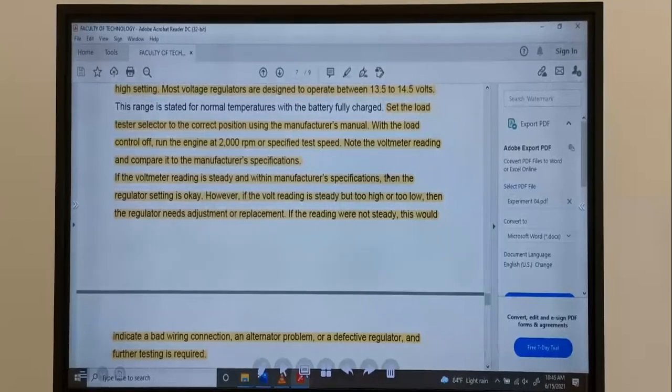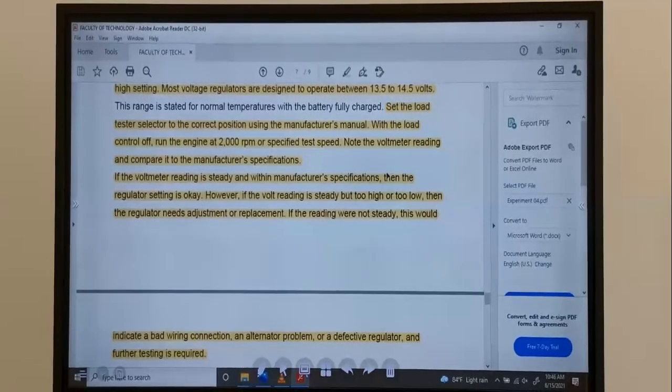But in the second condition, if the voltage reading is steady but too high or too low, that means the regulator is working but needs an adjustment. The reading is not changing, it is steady but low or high, so the regulator needs adjustment or replacement.